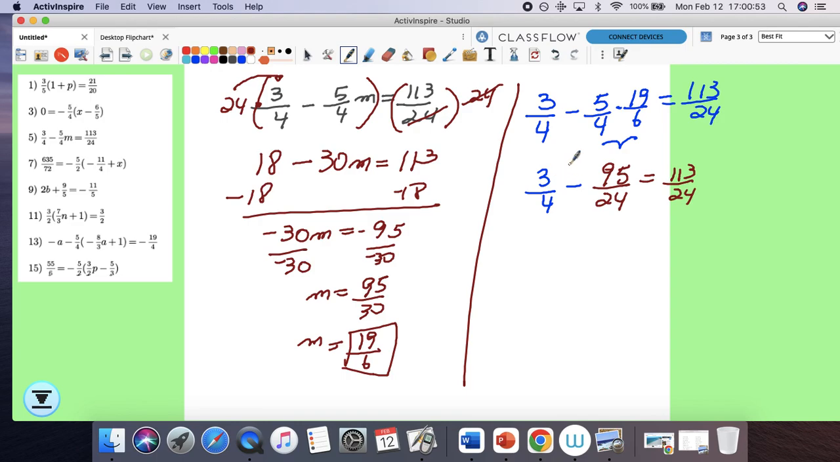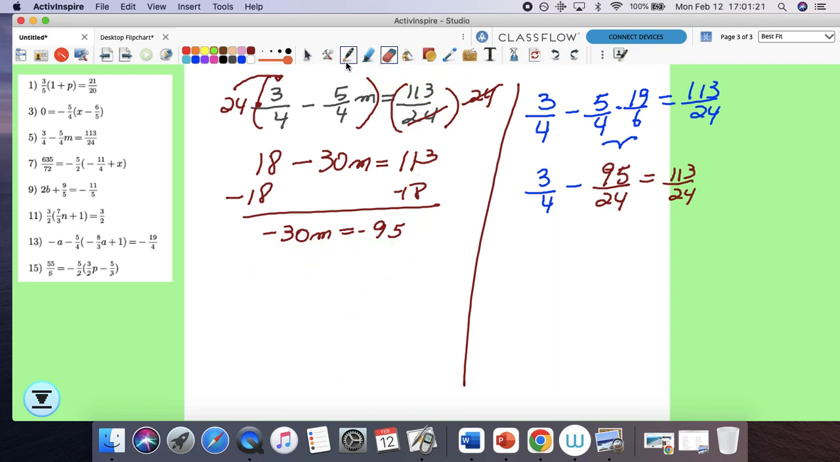Forgetting something, this doesn't look good. 5 fourths. Did I do something wrong? 24 and 4, 6 is 18. 24, 6 is 30. 113 over 24 cancels out. 95, negative 30. Oh. Negative 30. This is positive, by the way, so my answer, oh, okay, here's my mistake.